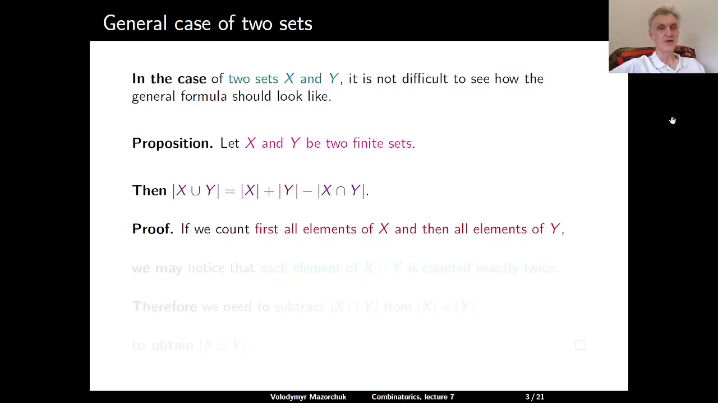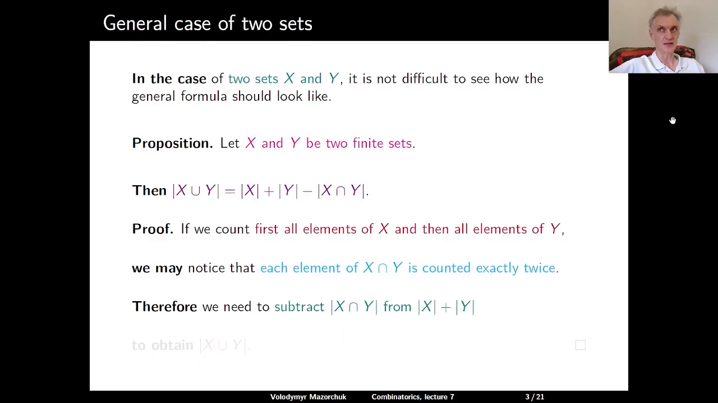Proof: if we count first all elements of X and then all elements of Y in some order, then we may notice that each element of the intersection is counted exactly twice, once as an element of X and another time as an element of Y. Therefore, we need to subtract the cardinality of the intersection from the sum of the cardinalities of X and Y to get the cardinality of the union. And this completes the proof of this proposition. So, for two sets, the general formula looks quite easy.